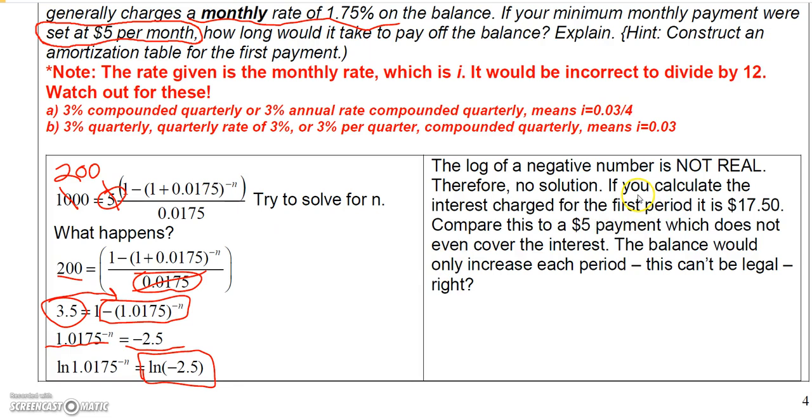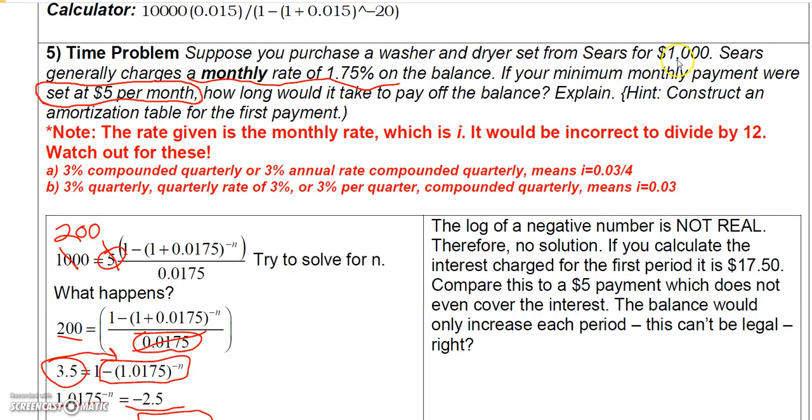Okay? Because, and I'll let you do this, if you calculate the interest charge for the first period, remember you would just take the $1,000 here and you would multiply it by the periodic rate, 0.0175. And so if you take the 1,000 times the 0.0175, you would get $17.50. So what would happen is at the end of your first month, you'd get a bill for $17.50, but you're only going to make a $5 payment. So now you owe $1,012.50 for the next period.